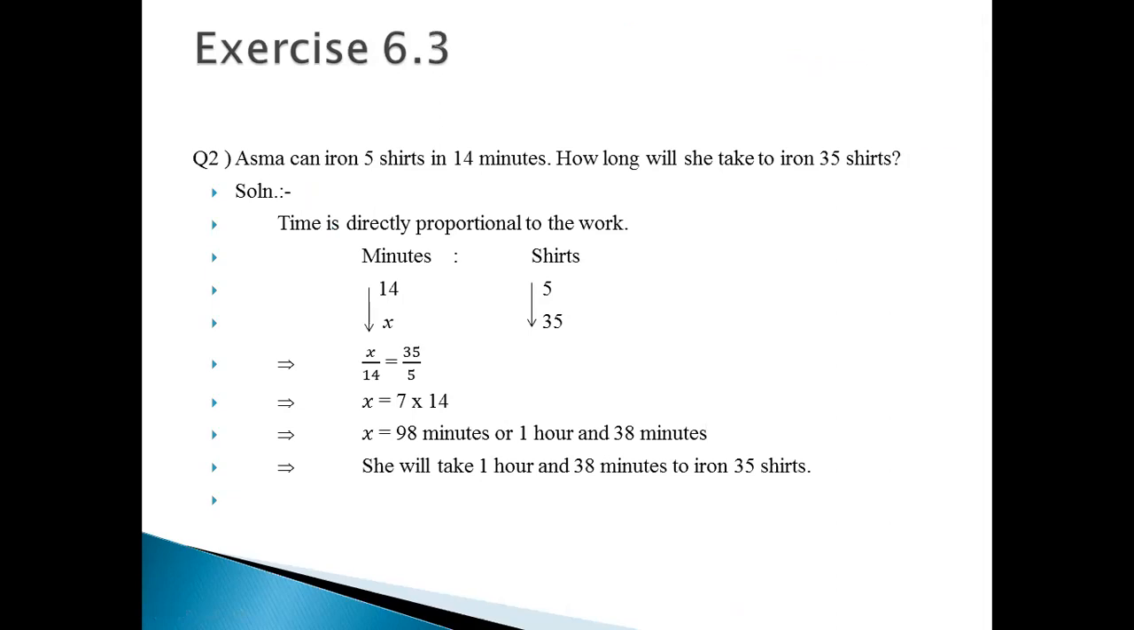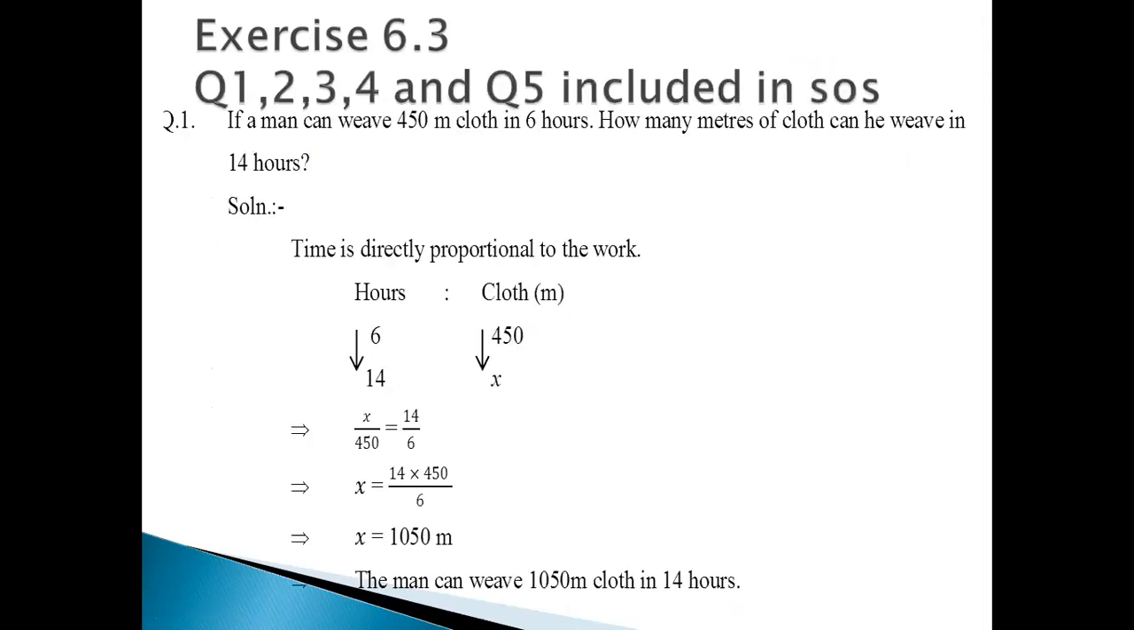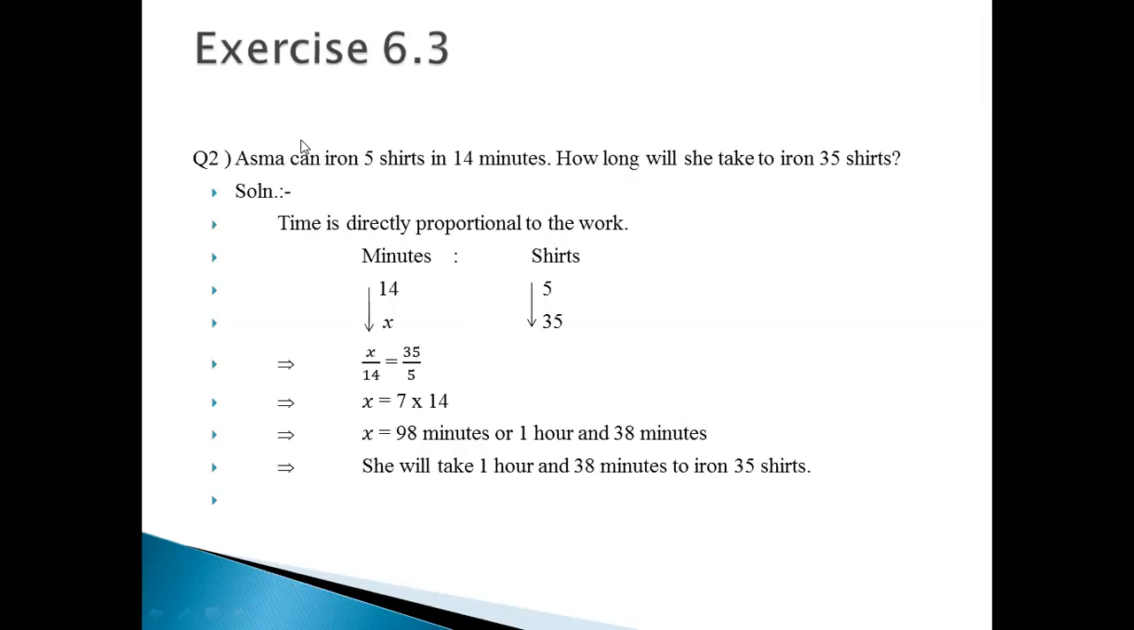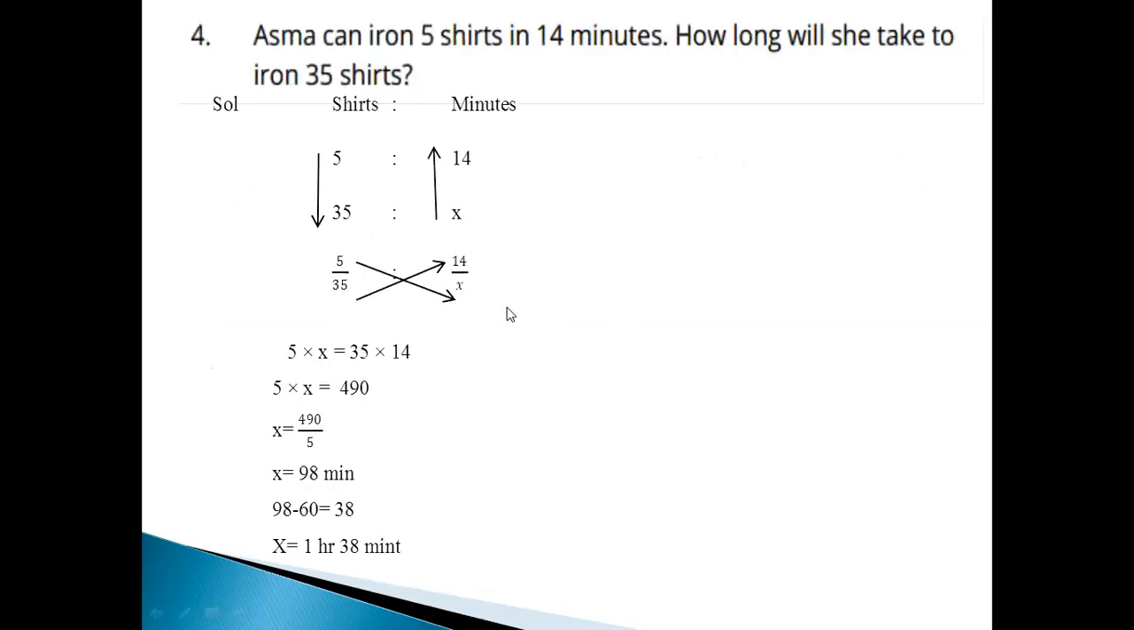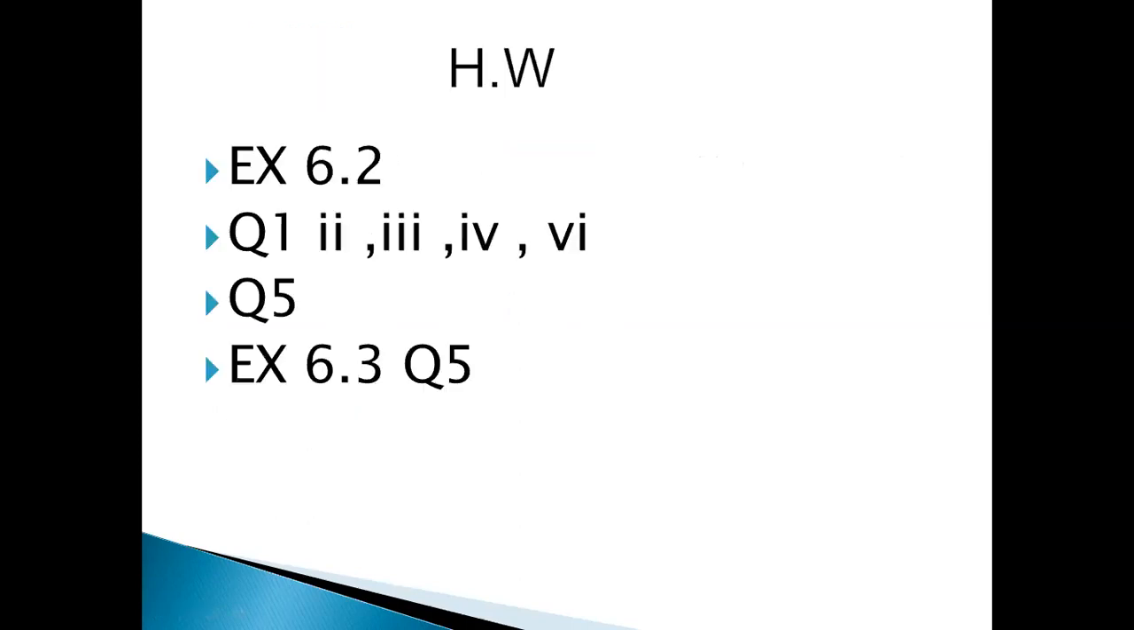Question number 2 is: if a 162 kilometer long road can be constructed in 9 months, then find the number of months required to construct 306 kilometers. Again, it's direct proportion. As the number of months increases, the number of kilometers automatically increases. So question number 2, you do it by yourself. By mistake I wrote question number 2 here, but this is question number 4, which I already discussed with you. So question number 2 and question number 5, you do it by yourself. This is your homework.